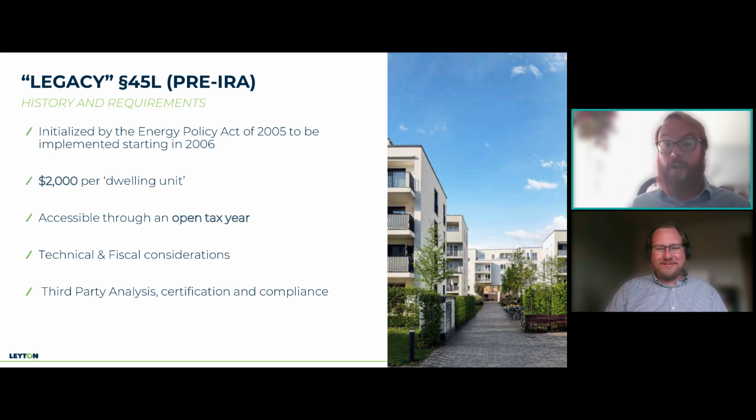It is a $2,000 per dwelling unit tax credit. It compares a home to the 2006 International Energy Conservation Code, IECC. The goal you had to hit is a 50% reduction in heating and cooling load compared to the 2006 code. You can still get buildings certified under this Legacy 45L through the open tax year. So buildings built in 2021 and 2022 can still be certified for the 45L tax credit under these older standards.